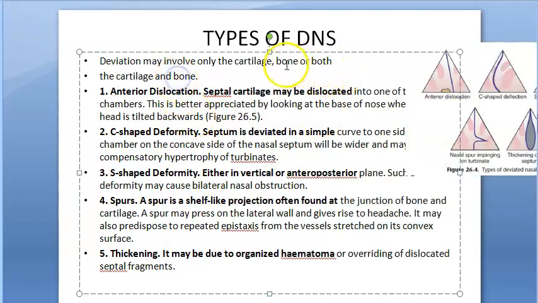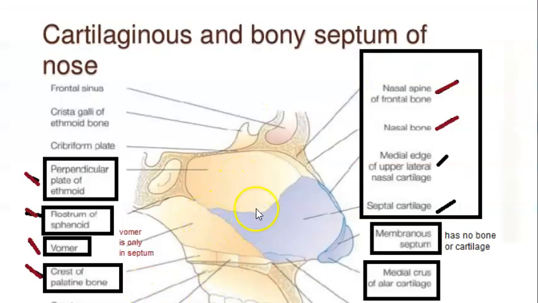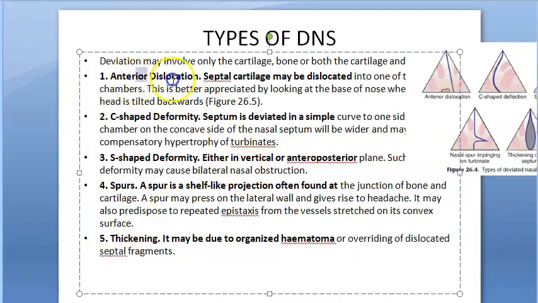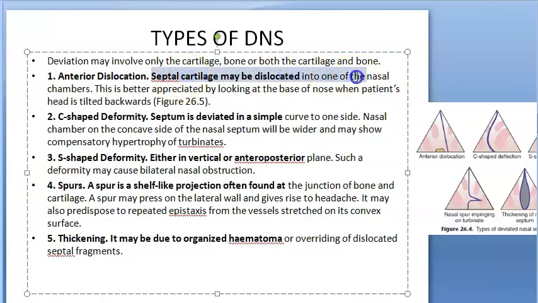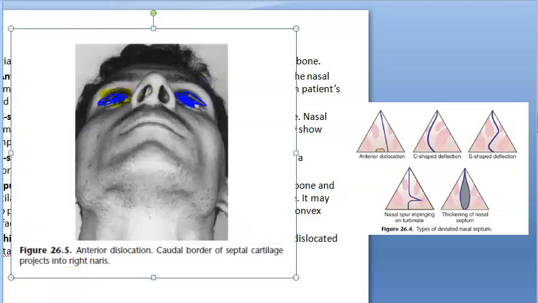In types, they have given that it can be bony or cartilage, or it can involve both. It can involve the bony septum or the cartilaginous septum, or both. Anterior dislocation: the septal cartilage may be dislocated into one of the nasal chambers. This is better appreciated by looking at the base of the nose when the patient's head is tilted backwards. Here is the anterior dislocation. The caudal border of the septal cartilage projects into the right nares. So this is cartilaginous.